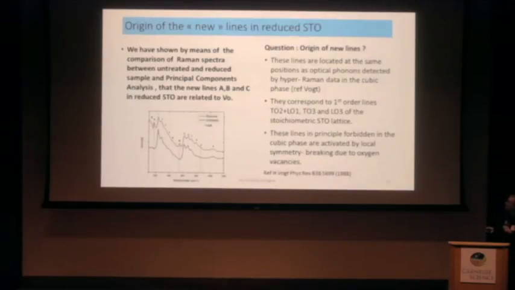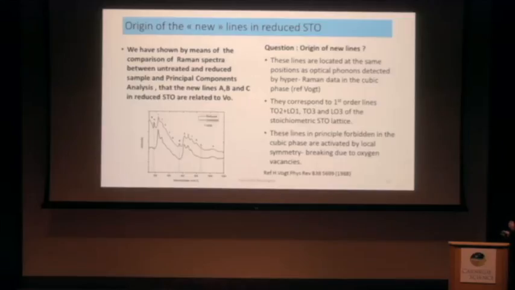So that means that we have shown, by means of the comparison and principal component analysis, that the new lines A, B, and C are related to oxygen vacancy. Now the question is, which is the real origin of these new lines? Because I remind you that, in principle, in the cubic phase, no first-order Raman scattering is expected.